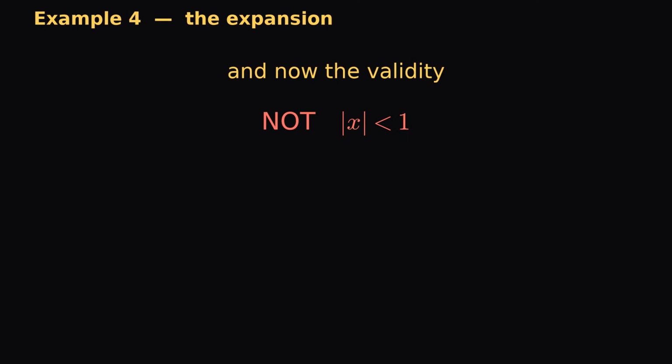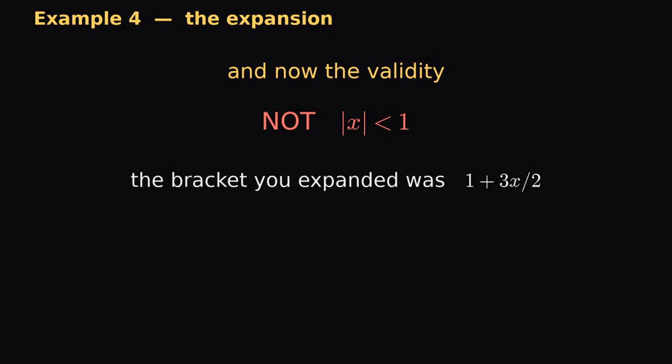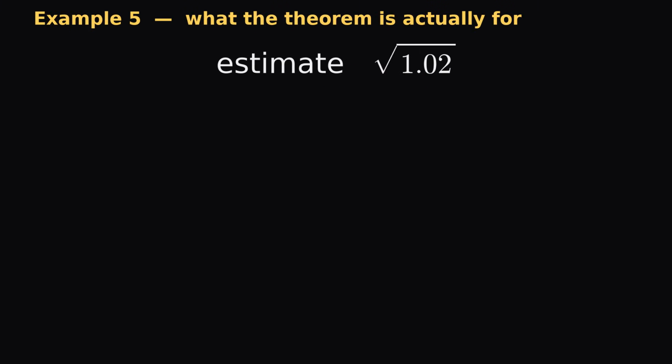And now the validity, which is the mark people drop. It is not the size of x less than 1. The bracket you actually expanded was 1 plus 3x over 2. So it is the size of 3x over 2 that must be below 1, which is the size of x less than 2/3.